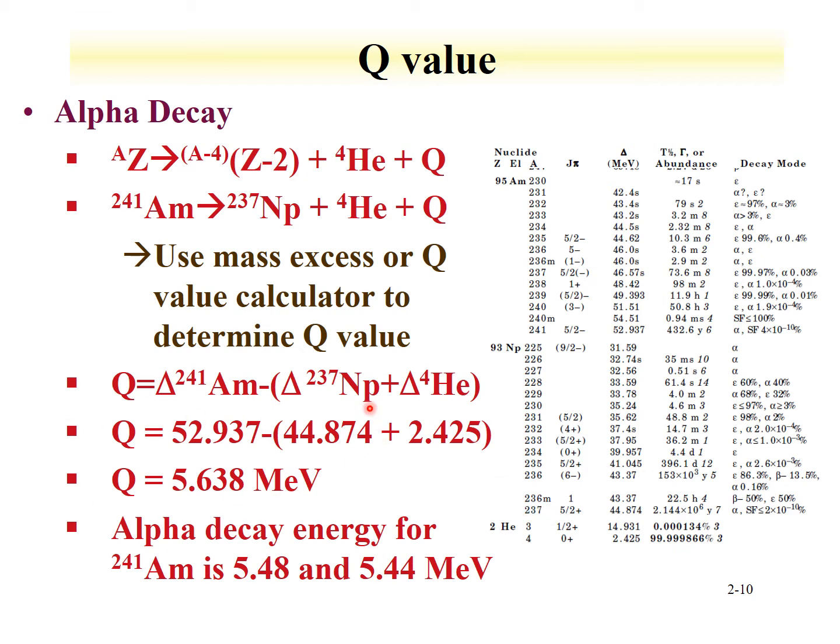So we get this Q value. And then if I look at the alpha decay energies for americium-241, I actually find that the Q values are over the alpha decay energies. And that's to be expected because the Q value is the total reaction. When we discuss alpha decay, we'll go into this in a little bit more detail. But the Q value is the alpha decay energy plus the daughter recoil. So your actual alpha decay energies will be close to the Q value, but a little bit less.